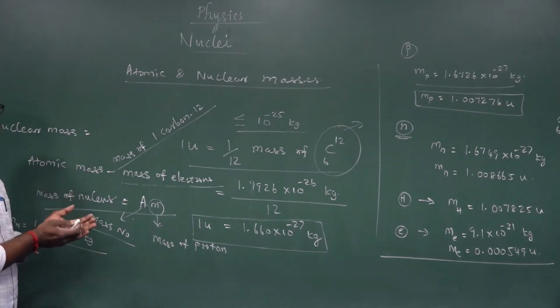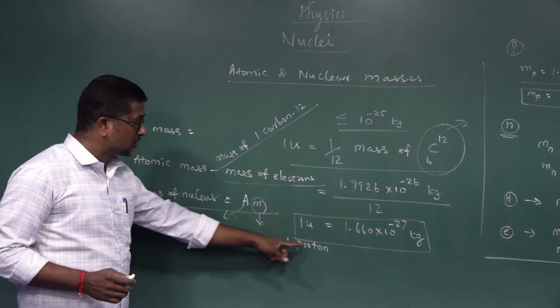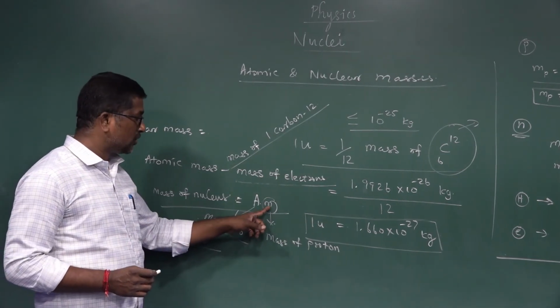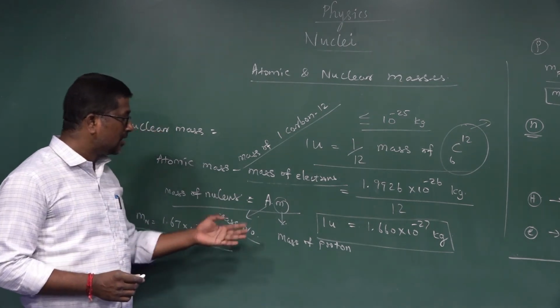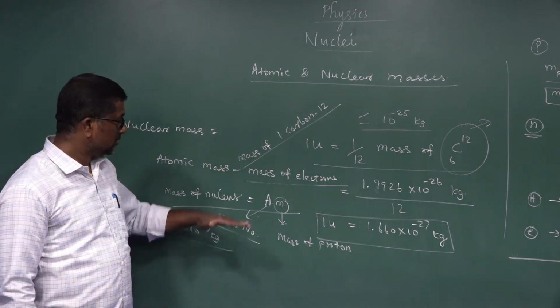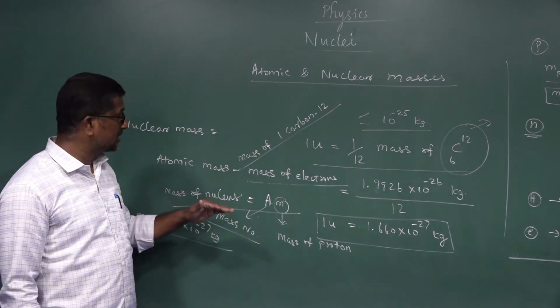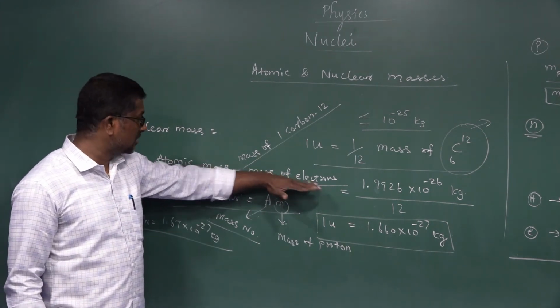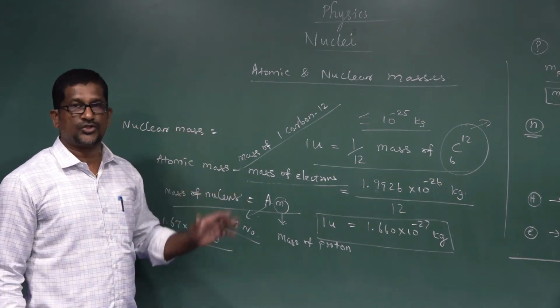Okay, so for our convenience, in this nuclear mass expression, we take the mass of a proton. So here m is mass of proton, and A is mass number. Mass number is nothing but the total number of nucleons. So by using this equation, we can calculate the mass of the nucleus. Or otherwise, we just subtract the mass of electrons from atomic mass to get nuclear mass.